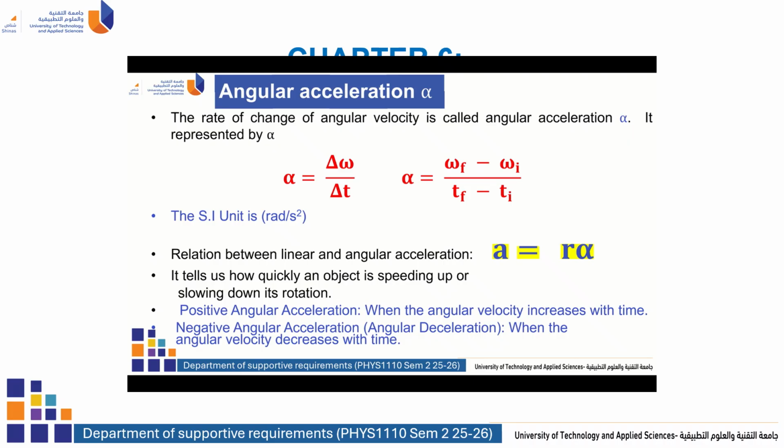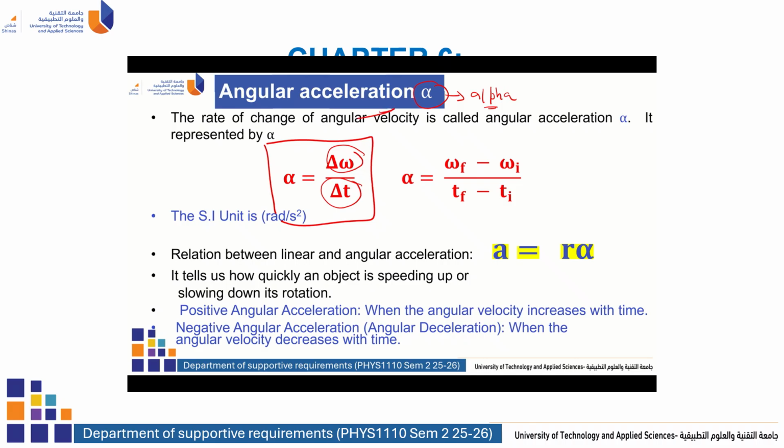Now this is the formula for the angular acceleration, and the angular acceleration is denoted by alpha. The name of this symbol is alpha. The formula is alpha equal to the change in angular velocity divided by the change in time. So alpha is equal to del omega divided by del t. This is the formula for the angular acceleration.